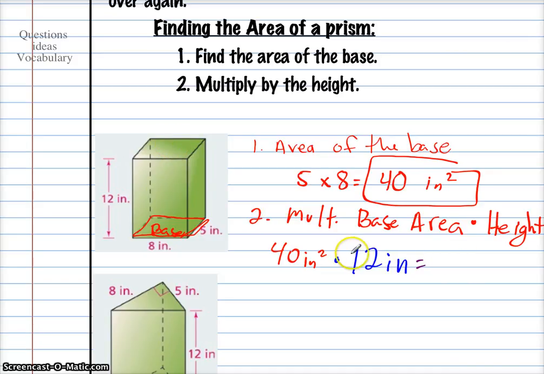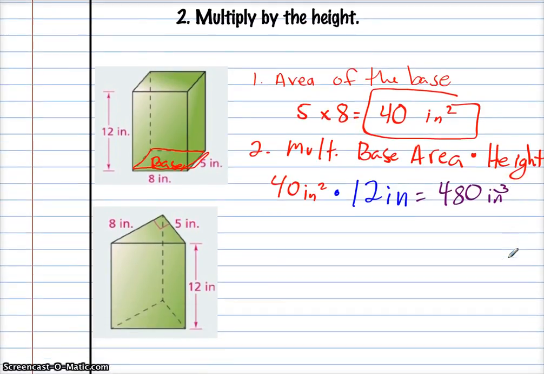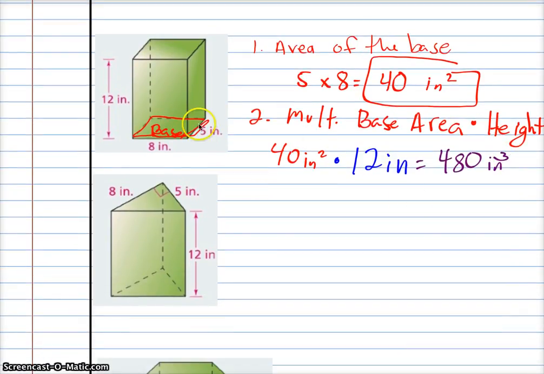40 times 12 is 480 inches cubed. Because this is squared, we have another value that makes 3 values of inches. Okay, now that's not quite as easy because I can't just do 8 times 5 times 12. This is actually half of that shape. So if I just did 8 times 5 times 12 like I did before, I would get the wrong answer. It wouldn't work quite right.